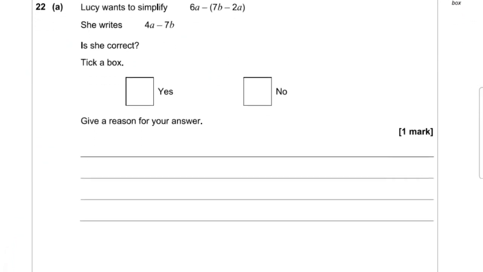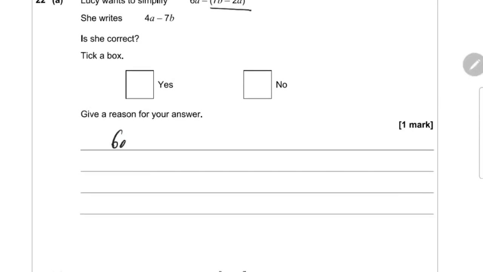And question 22. Lucy wants to simplify 6a minus 7b minus 2a with this bit in brackets. She writes 4a minus 7b. Is she correct? Well, let's try and do the calculation for ourselves. So 6a minus 7b minus 2a. So we're going to do the brackets first.